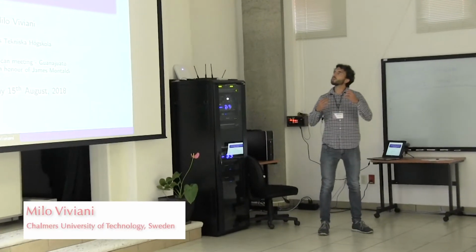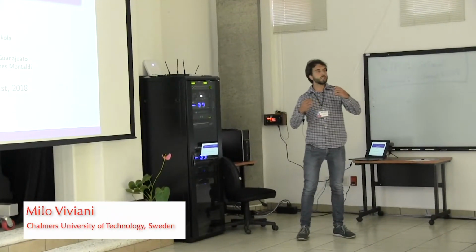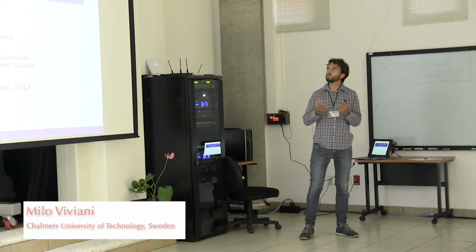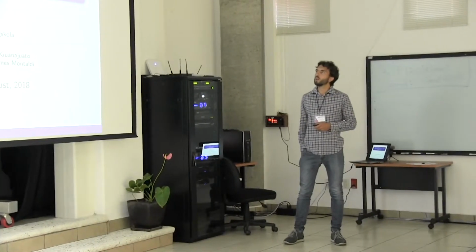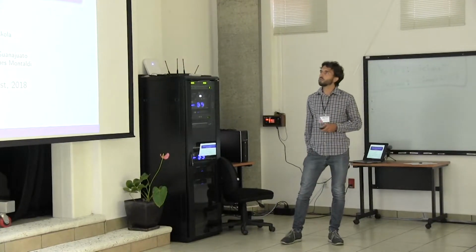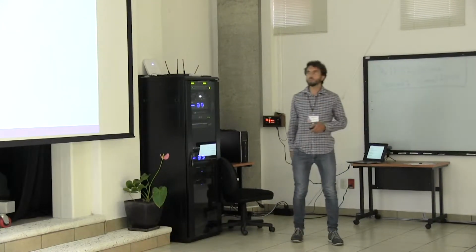So the complication is that point vortices are Dirac delta functions, and the background vorticity is smooth. So there is a completely different nature of these two objects. But in some models, they're coupled together, and they form an interesting model for oceanic and atmospheric dynamics. So this is the outline of the talk.